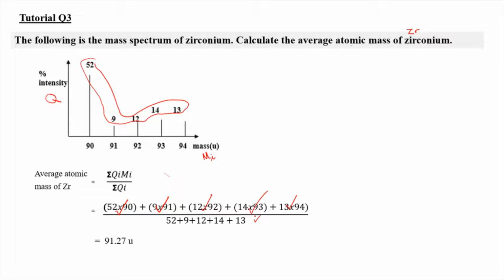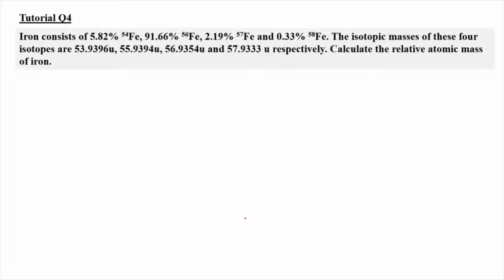So once we do the maths, what we're going to get is 92.27 u, which u here refers to the unit, atomic mass unit, or simplified as u. Okay, and since they are talking about average, we don't have to find the relative atomic mass, so we can stop here. Okay, now for tutorial question 4.